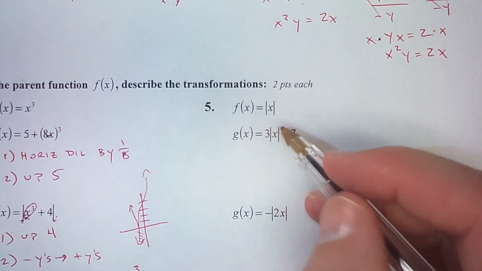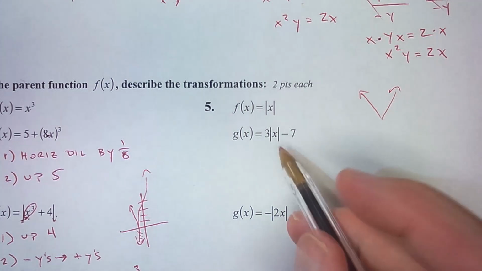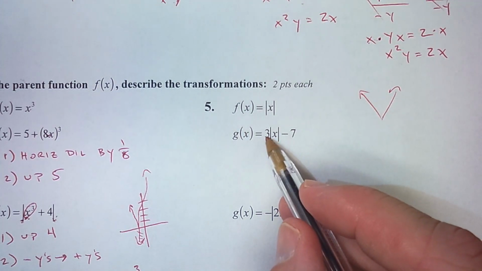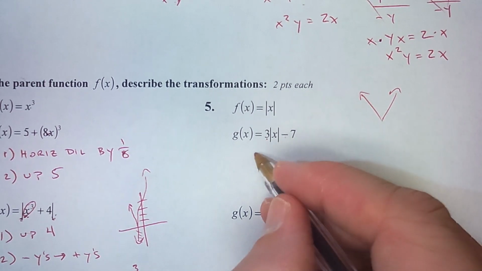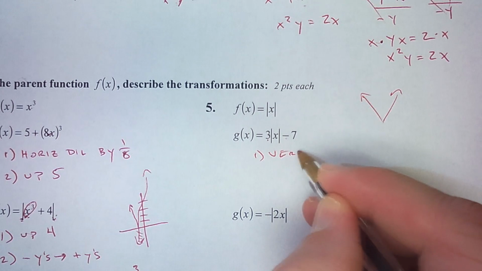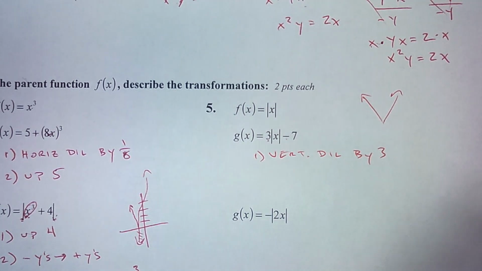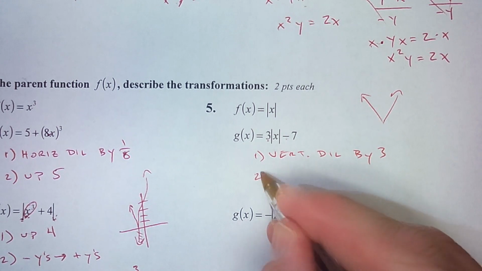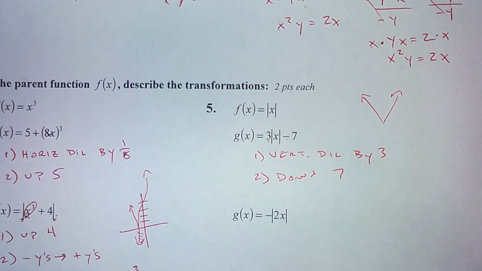Okay, next up we have absolute value. So we've got a V shape here. We are multiplying outside of the function and then subtracting outside of the function. We multiply first, so there is a vertical dilation by 3. Then minus 7 means it goes down 7.